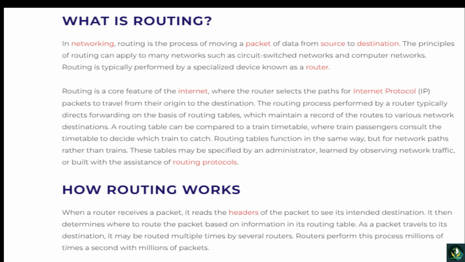where the router selects the paths of Internet Protocol (IP) packets to travel from their origin to the destination. The routing process performed by a router typically directs forwarding on the basis of routing tables, which maintain a record of the routes to various network destinations.